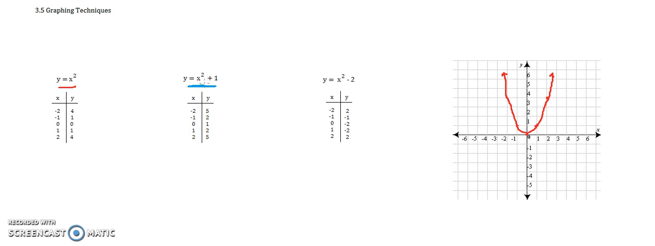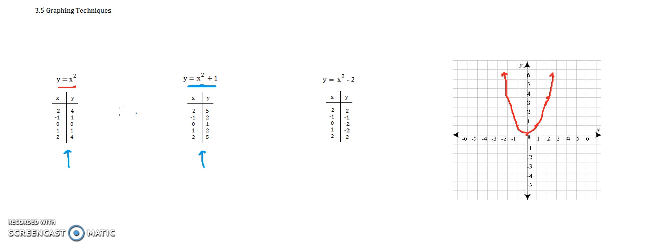If you plug negative 2 in, you'd have negative 2 squared plus 1 is 5. Negative 1 squared plus 1 is 2. 0 squared plus 1 is 1. 1 squared plus 1 is 2. And 2 squared plus 1 is 5. So we get these points here. Now, we don't want to plot points for everything we come across, so let's see if we can see a relationship between our x squared numbers and our x squared plus 1 numbers.